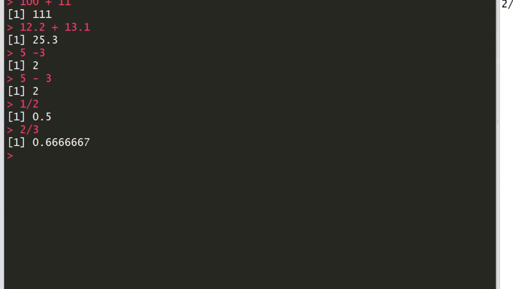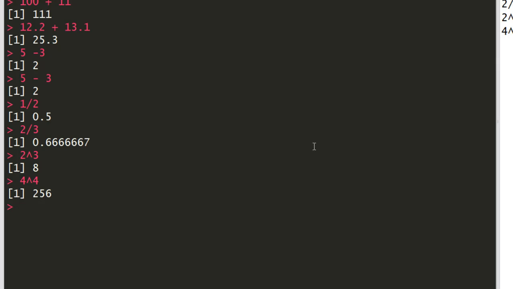Alright, for exponents, or to the power of, you can use a little caret symbol, so that's above the 6 on a keyboard. So 2 to the power of 3 is 8. You can do, let's say, 4 to the power of 4, 256, etc.